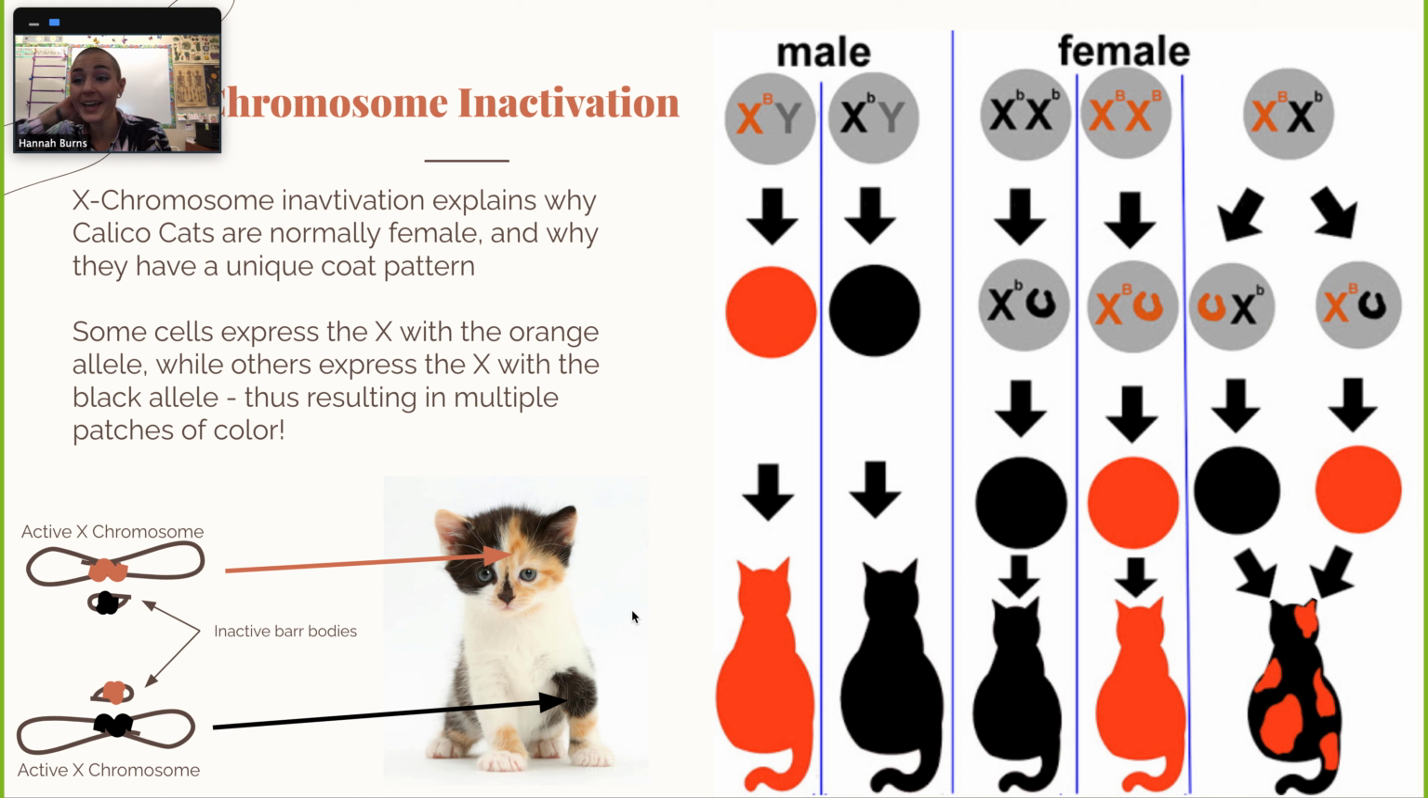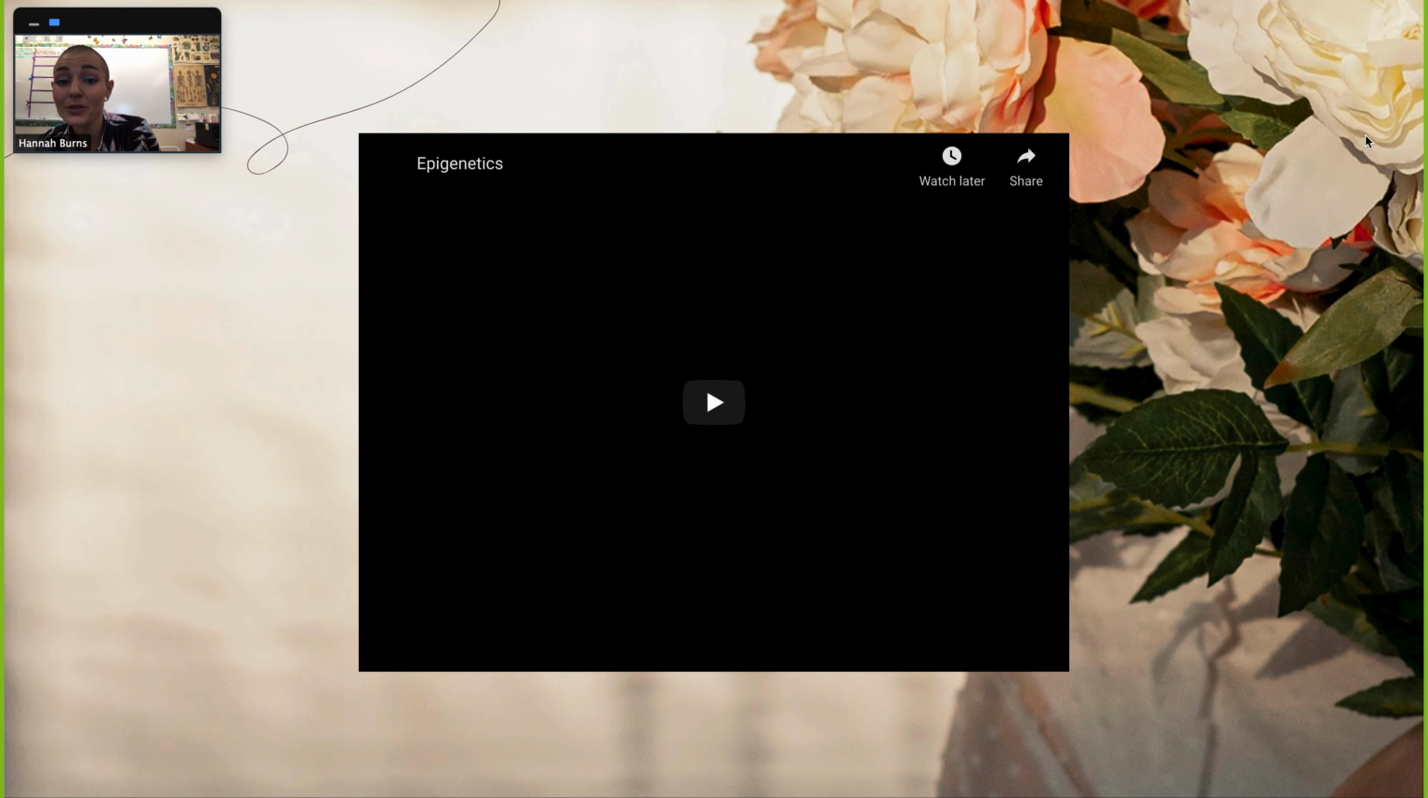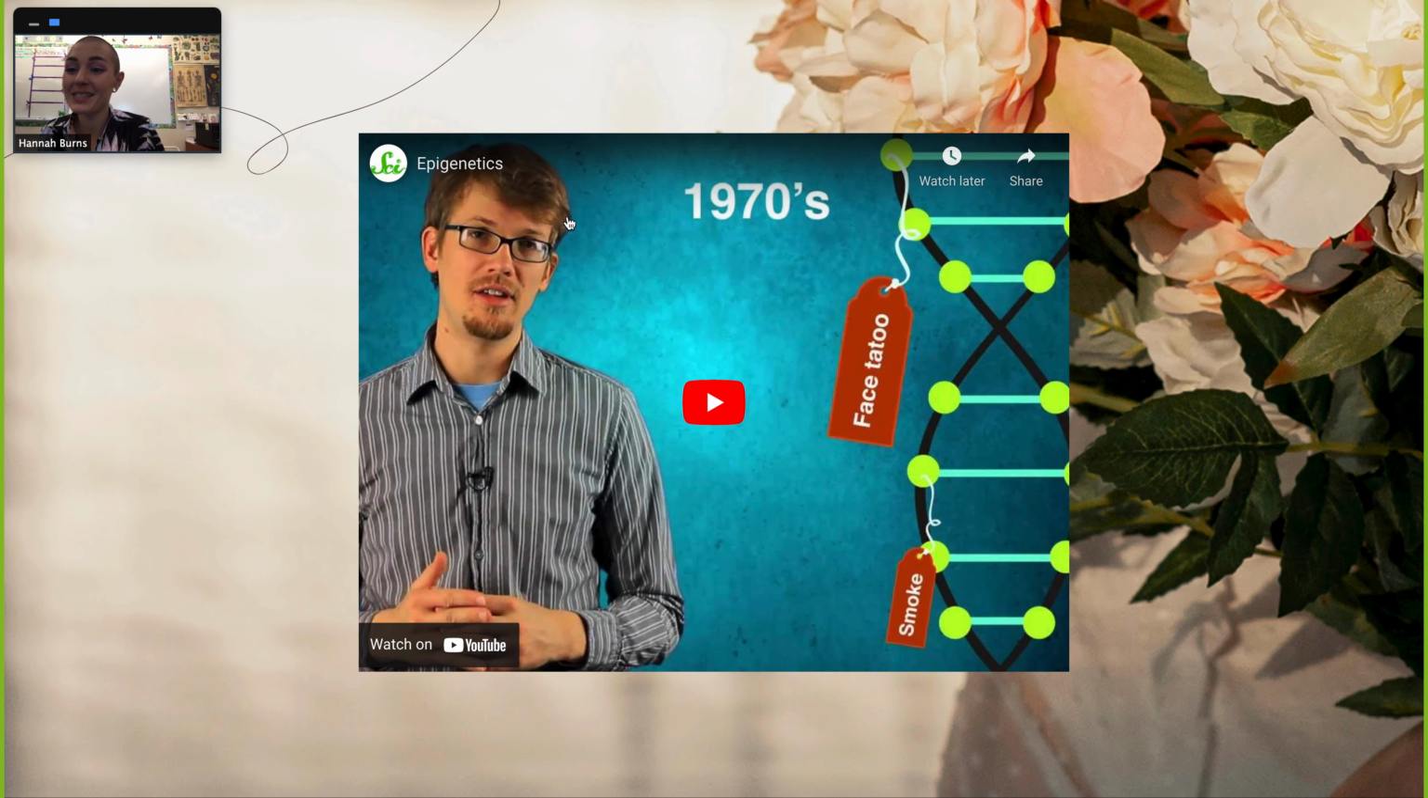And this is why some of those different predictions from 23andMe didn't necessarily show in my phenotypes, because it could be an instance of chromosome inactivation. There's also something called epigenetics that is super interesting too. That happens to be the next slide.